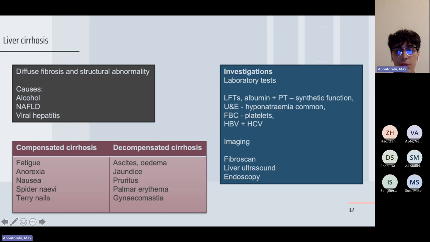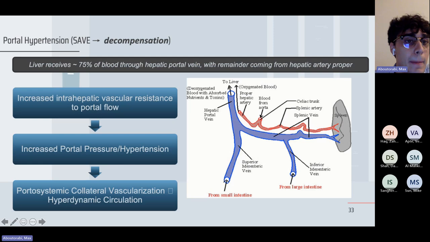So the form of endoscopy you'd want to do would be a gastroscopy, in which you insert a camera through the mouth to look at the esophagus and the stomach. And the reason for this is you want to make sure the patient doesn't have any kind of varices, because they're quite a common and very severe complication of extensive liver cirrhosis.